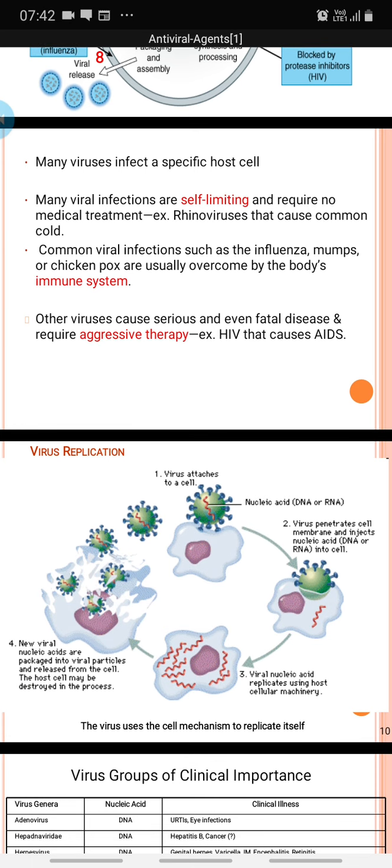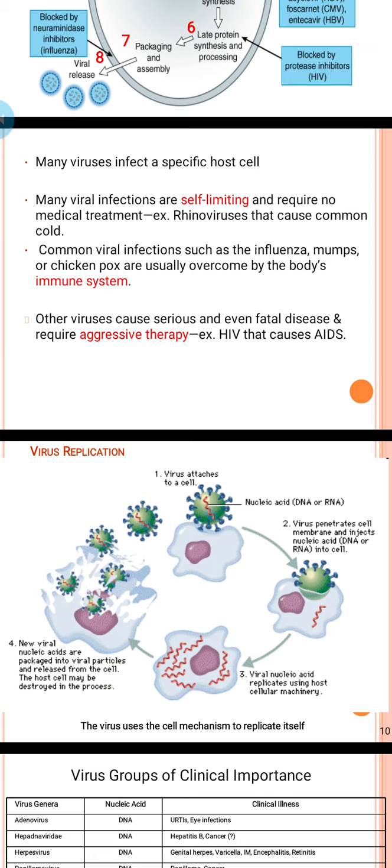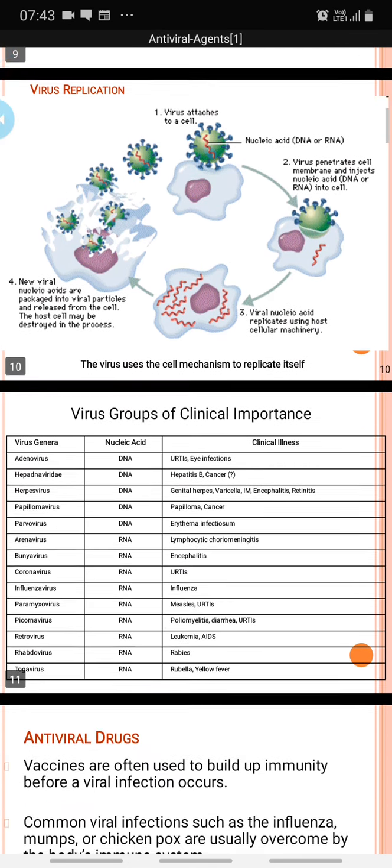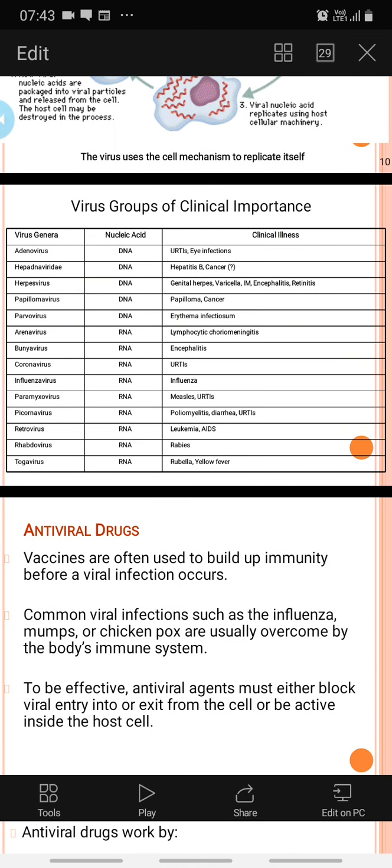So this is the viral replication. That's the same picture. The virus attaches to the cell, with its nucleic acid, DNA or RNA, then uncoating, and the virus penetrates the cell membrane and injects the nucleic acid into the host cell. The nucleic acid replicates using host cell machinery. So this replication is done by the host cell machinery, and there is formation of new viral particles. The nucleic acids are packaged into viral particles, and they are released from the cell. The host cell may be destroyed by this process. So these are the different viruses which cause different diseases.